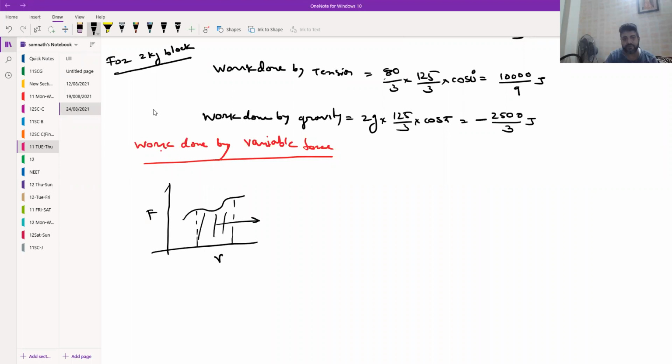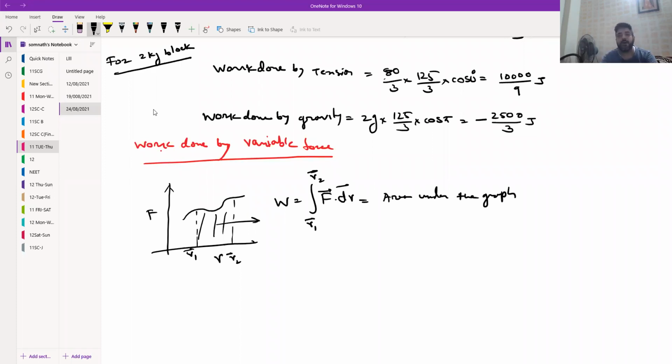Whenever you have a graphical question, work done is the integration of F dot dr. Suppose this is my r1 position, this is my r2 position. Here the force is not constant, force is variable. So r1 position to r2 position, you can take it as a coordinate also. That is equal to, if it is graphically given, the area under the graph. Here's my force displacement graph. Yes or no?